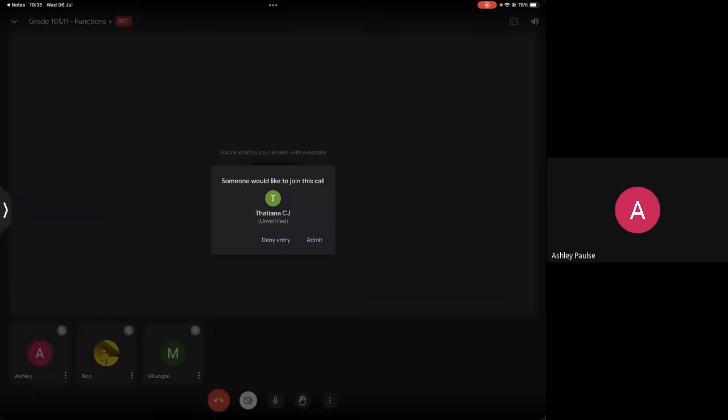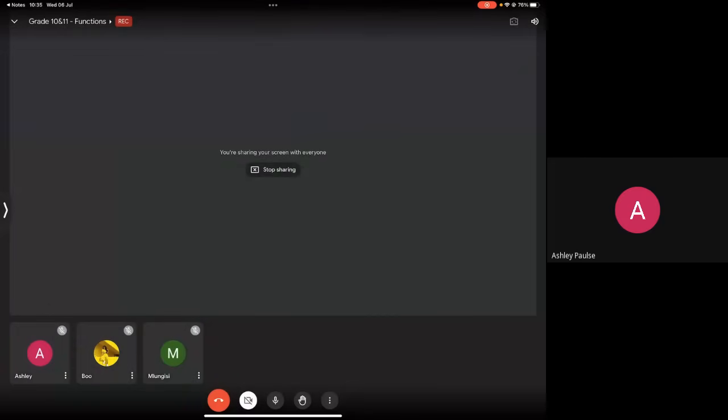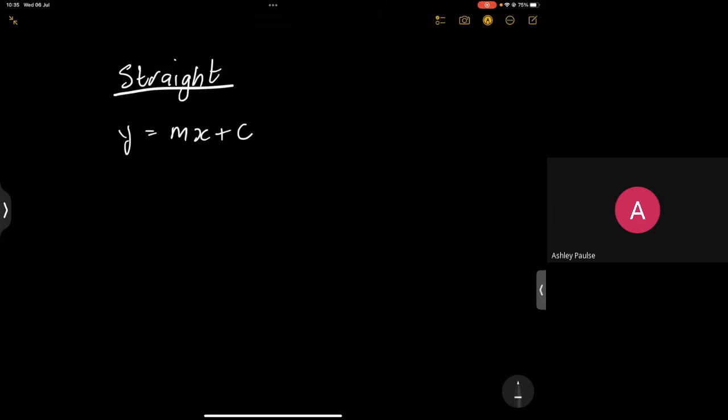Okay, so we're looking at functions, right? Now remember, we've got different types of functions. Of course, we've got the straight line function, which we probably already know by now, where y is equal to mx plus c. We know that the m value, the coefficient of x, always stands for the gradient, okay? And the c value always stands for the y-intercept, okay?